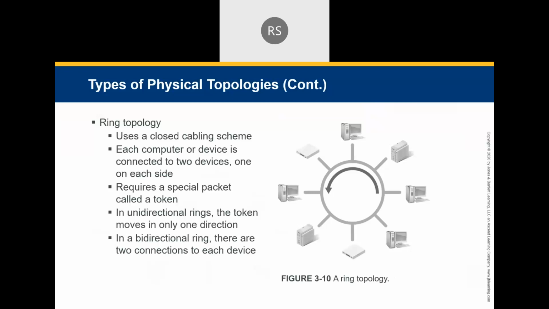So in a ring topology, devices are connected in a circular manner. Data is going to travel in a specific direction using tokens. Each device is connected to two others, and it creates that continuous loop in the ring topology.